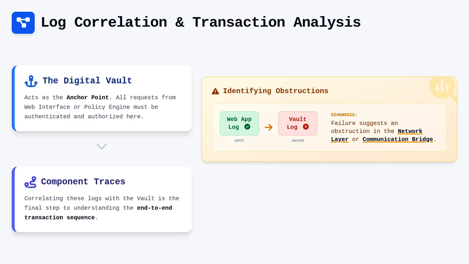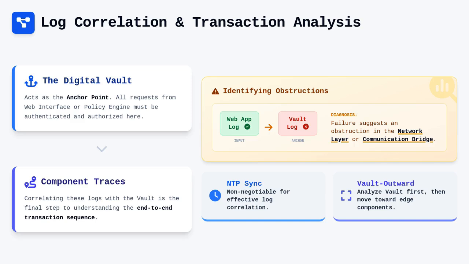When you see a request arrive at the Password Vault Web Access but fail to manifest as a record in the vault's logs, you know immediately that the obstruction exists in the network layer or the web application's communication bridge. Keeping these logs synchronized through centralized time sources like NTP is non-negotiable for effective correlation. It is often productive to analyze the sequence of events from the vault's perspective first, then work outwards toward the edge components to see where the request chain is interrupted or diverted.